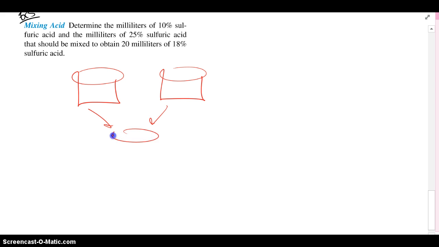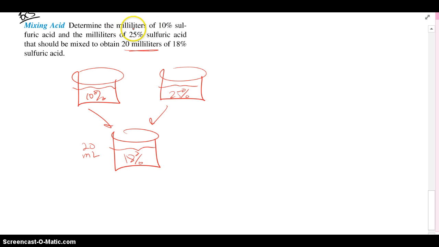Okay, this is one of those mixture problems, so I'm going to have my jars ready and I'm going to mix them to get a final mixture. It says determine the milliliters of a 10% acid solution and the milliliters of a 25% acid solution that should be mixed to make 20 milliliters of an 18% acid solution. Mix these up and get an 18% concentration.